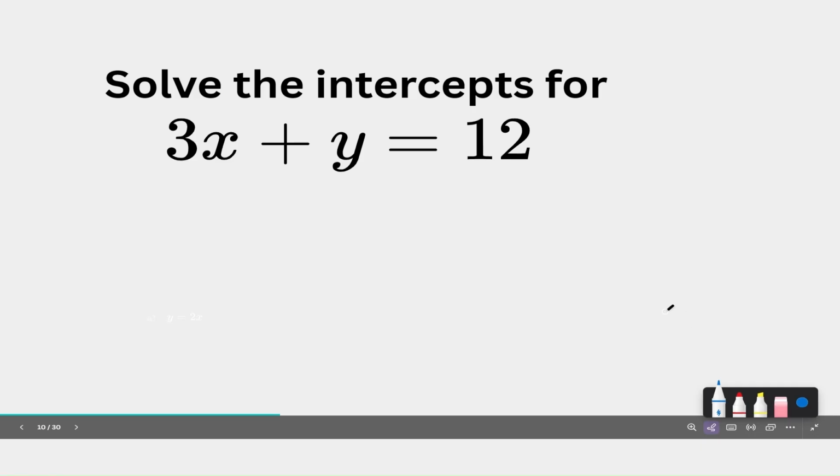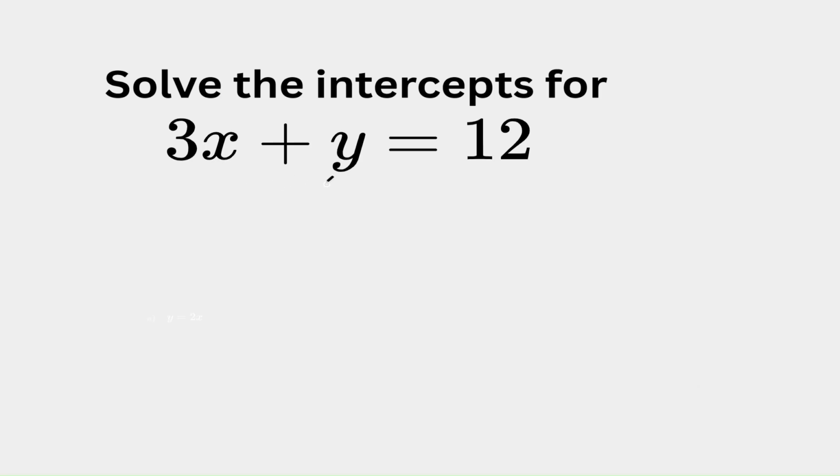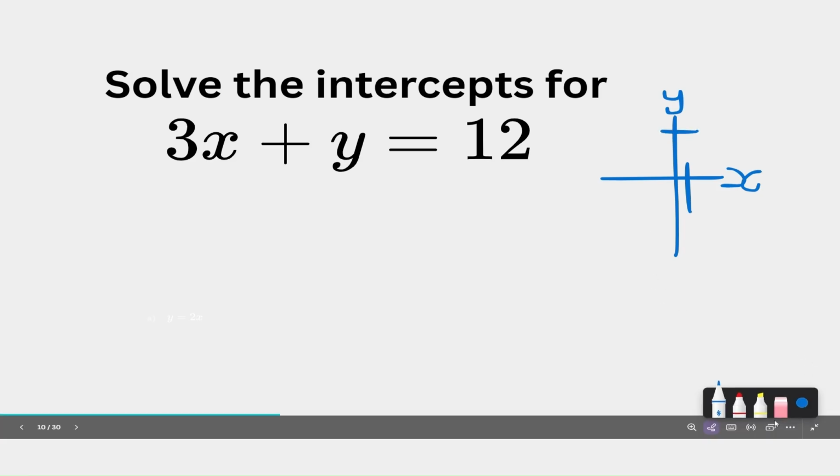Find the x and the y-intercept of this equation. Intercepts are where the line crosses the x-axis like this, or where the line crosses the y-axis like this. So if you are thinking of a straight line, it can look kind of like this.